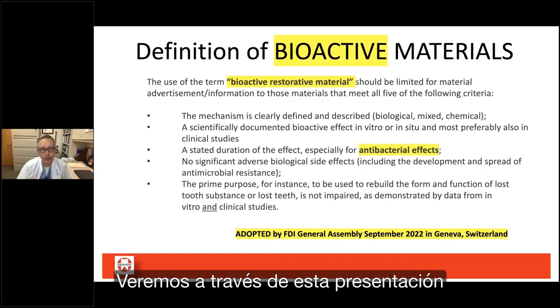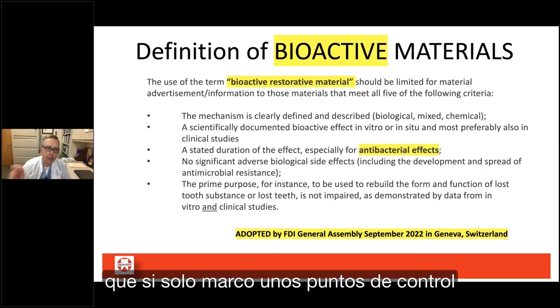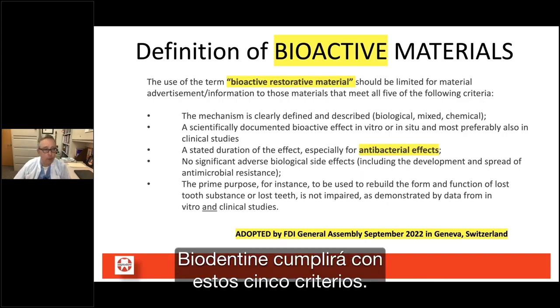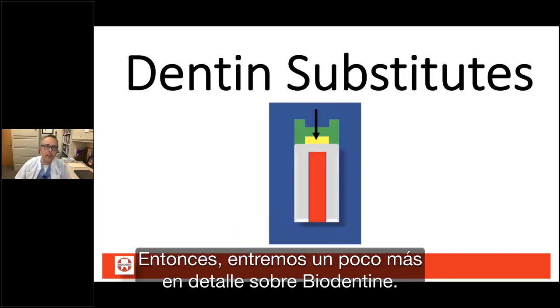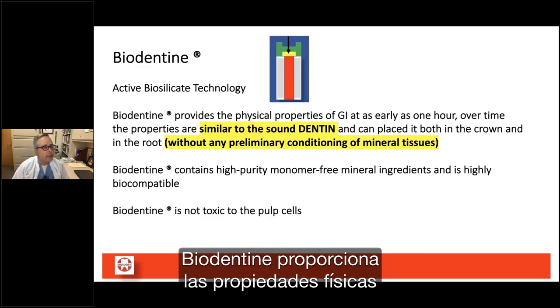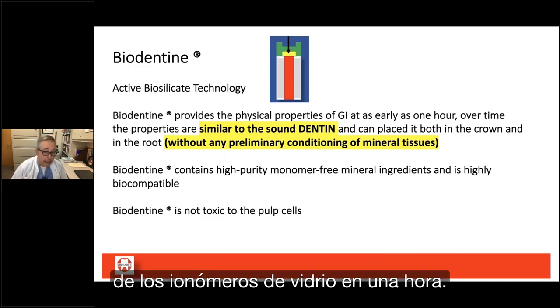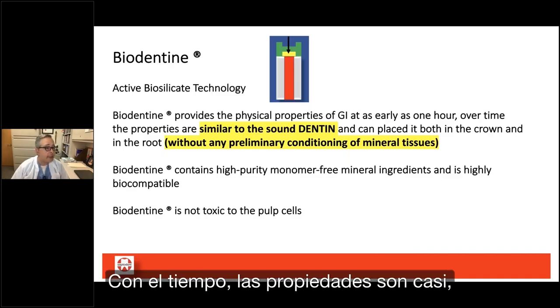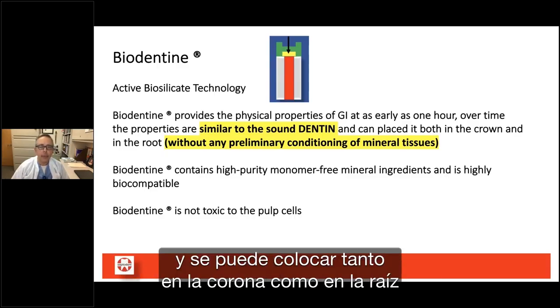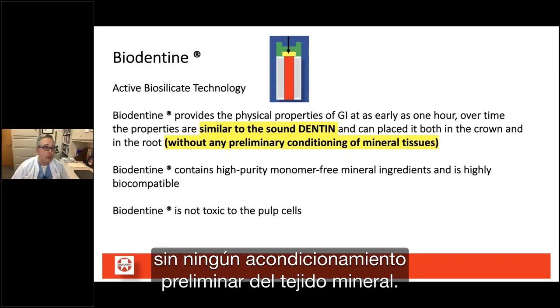We will see through this presentation that if I just mark checkpoints, and I have my mouse around here, well, okay, but if I go one by one, Biodentine will match all these 5 criteria. So let's go into a little more detail about Biodentine. Biodentine is an active biosilicate technology. Biodentine provides the physical properties of GI as early as 1 hour over time. The properties are very similar to sound dentin, and it can be placed in both crown and root without any preliminary conditioning of the mineral tissue.